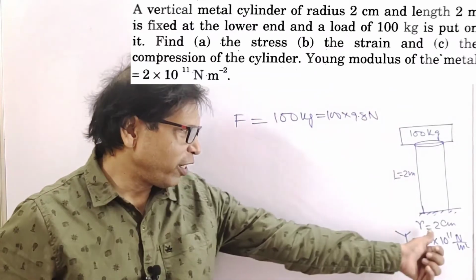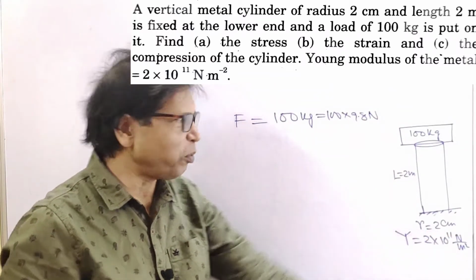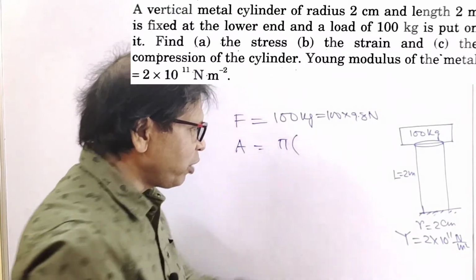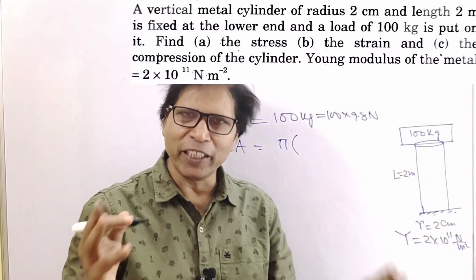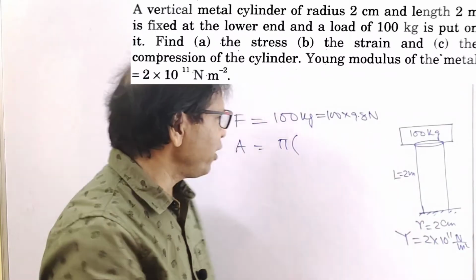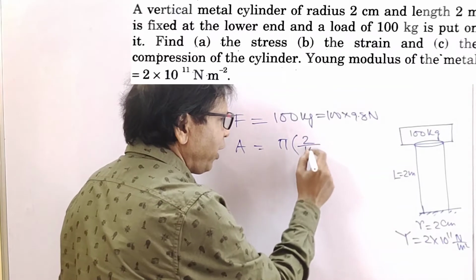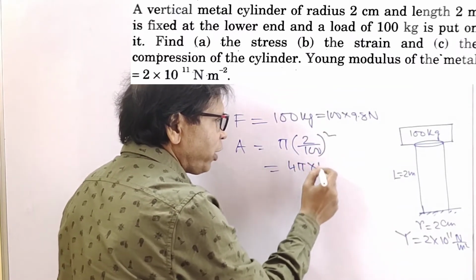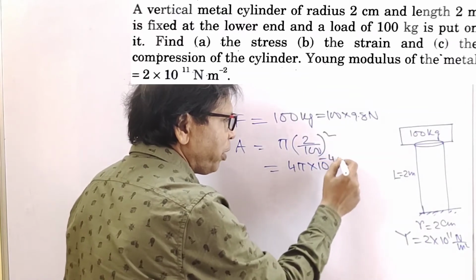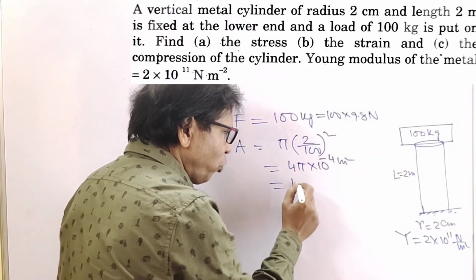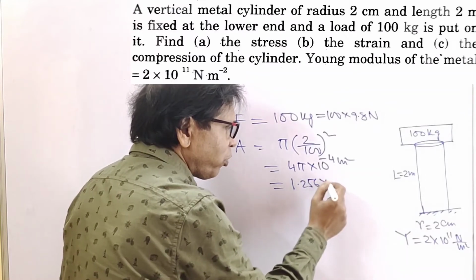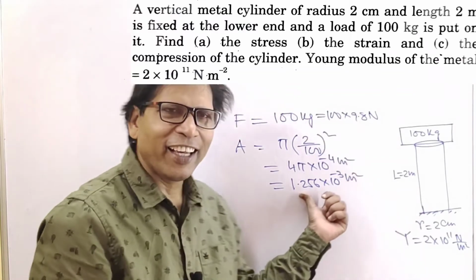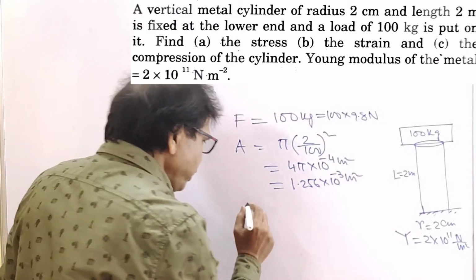Now the radius of cross section is 2 cm. Therefore area of cross section is pi r squared. Centimeter should be converted into meter in the SI system, therefore this is pi into 2 by 100 squared. So this is 4 pi into 10 to the power minus 4 meter square, which is 1.256 into 10 to the power minus 3 meter square. Okay. Understood? Now stress. What is the stress?